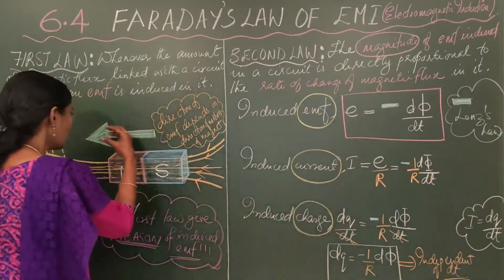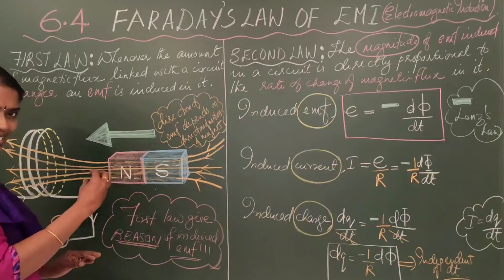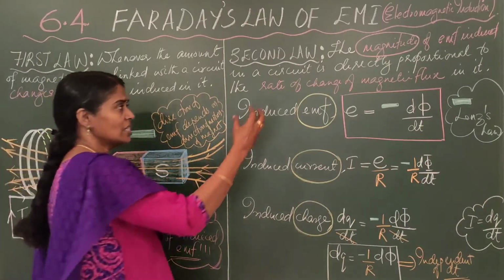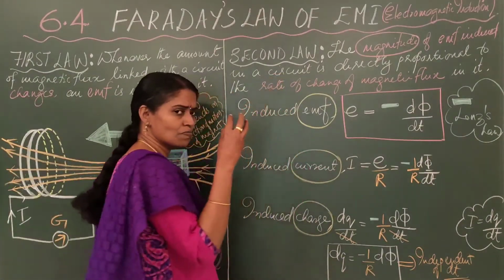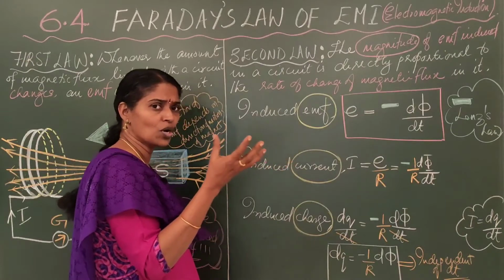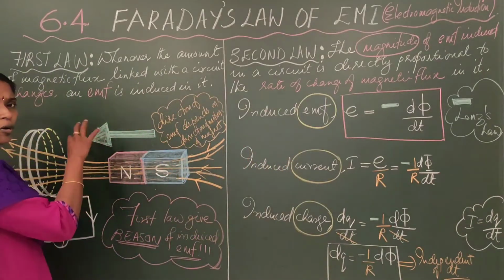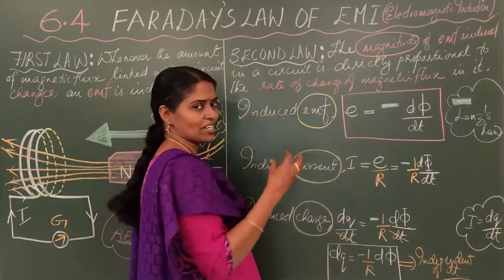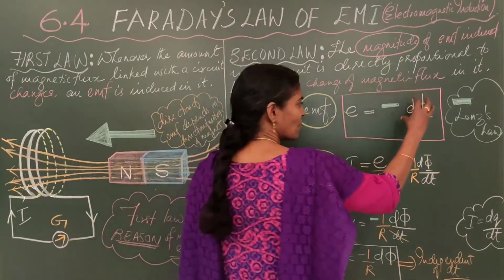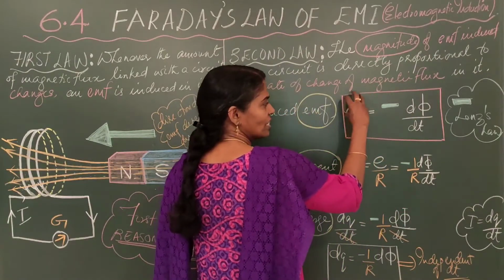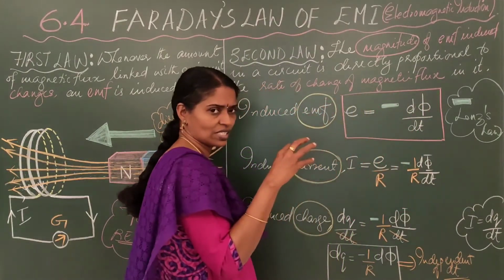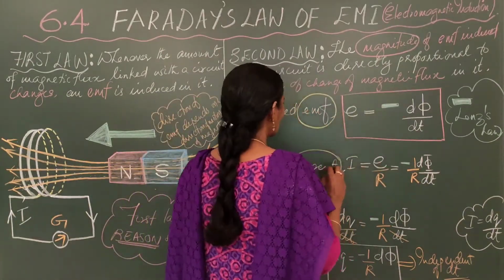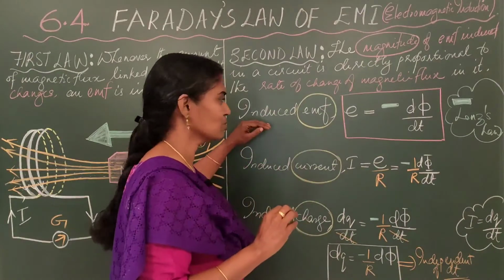If you move slowly, accordingly, the deflection will be slow. If you move fast, the deflection will be fast, showing the rate. Rate means the time you are using to put in or pull out. That time you have taken is a matter of fact. So if it is fast, then you have more flux. If it is slow, you have less flux. Meaning, the rate of change of magnetic flux is proportional to induced EMF.